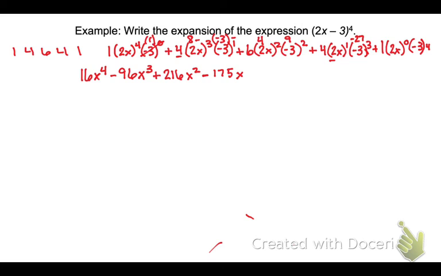And then 3 to the 4th. Yes, it is going to be plus because those are all even powers, right? And then 3 to the 4th would be 9 times 9 is 81 times 2. Isn't it 162? 162. Okay. Where did I get a 5? For the 175, I added. That's why I said you guys should be checking my multiplication.